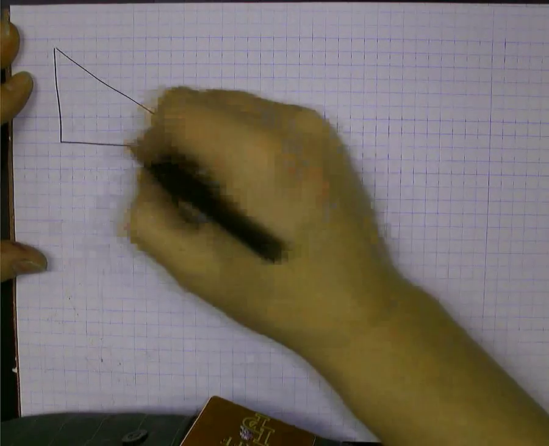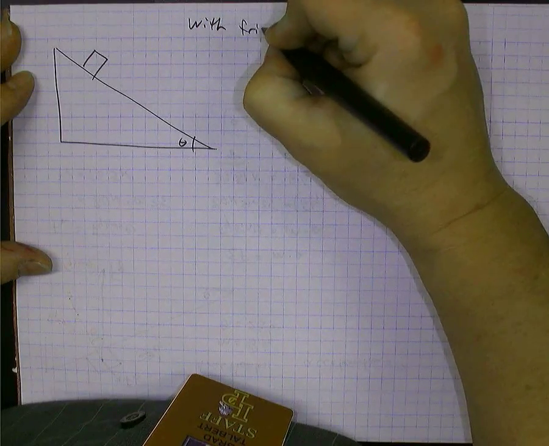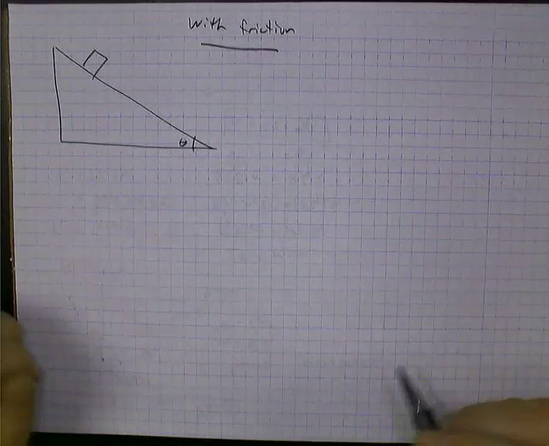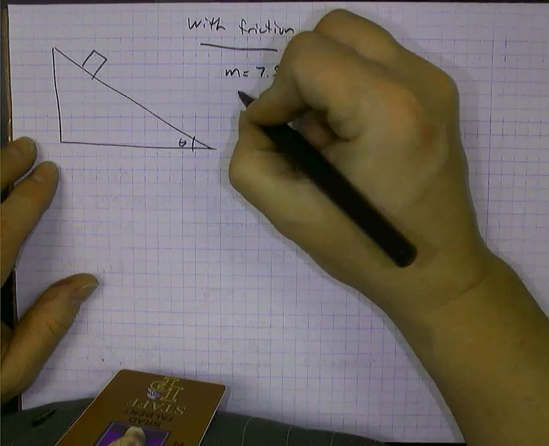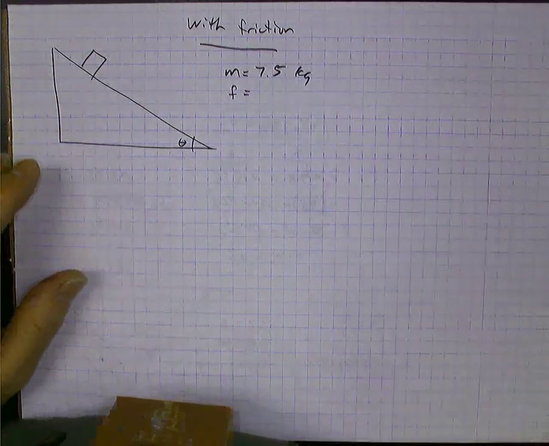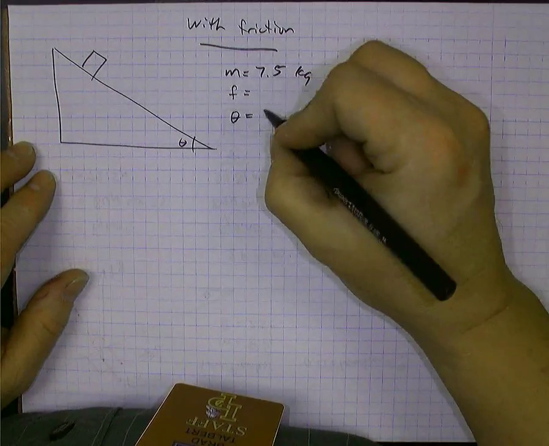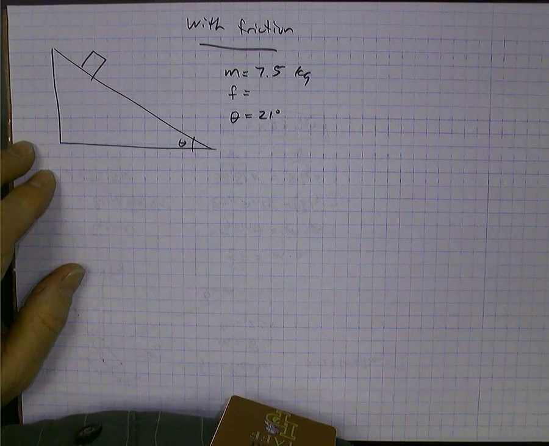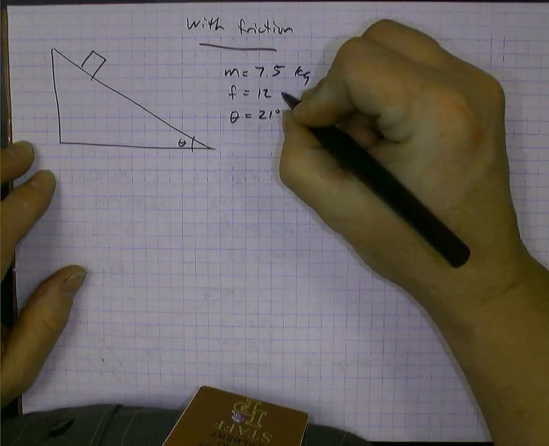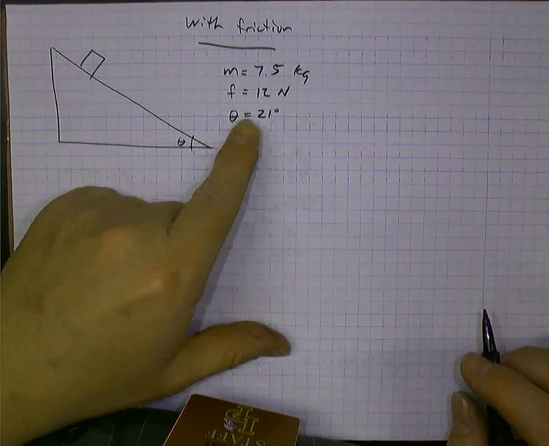In the case of there being friction, let's draw another example here. There's the angle. Here's the box. If I include friction in this whole situation, let's say that the mass equals, this time, 7.5 kilograms. Let's give the angle as 21 degrees. So friction, let's say, is 12 newtons. As the box slides down the hill, we'll just make up a number and say that friction is equal to 12 newtons. The angle is 21, the mass is 7.5.